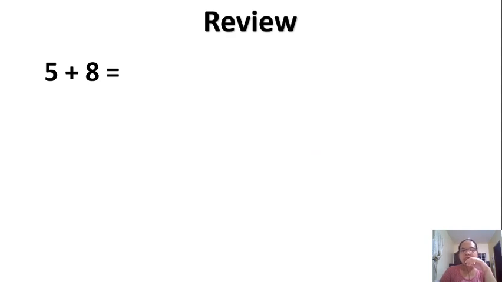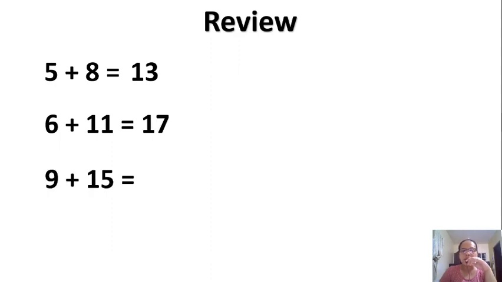How do we add 5 and 8? The sum is 13. 6 plus 11, that's 17. 9 plus 15, it's 24. 24 plus 35, it's 59.